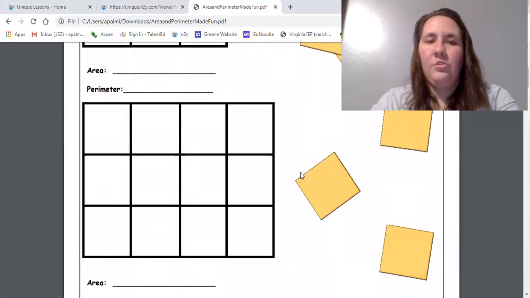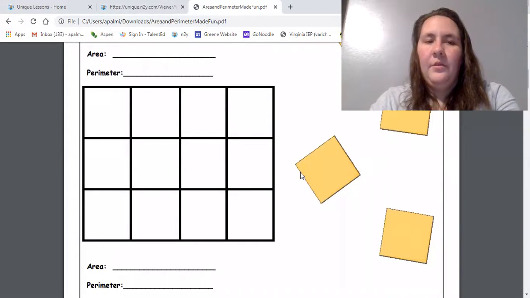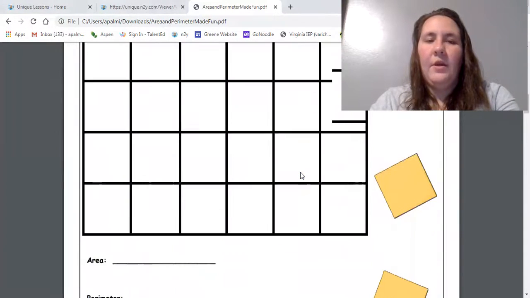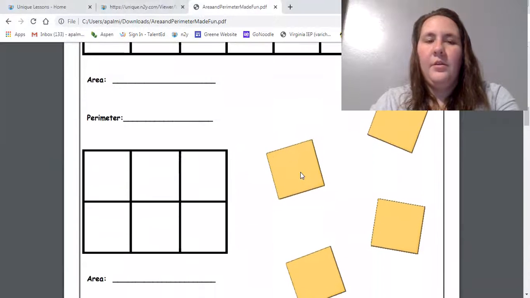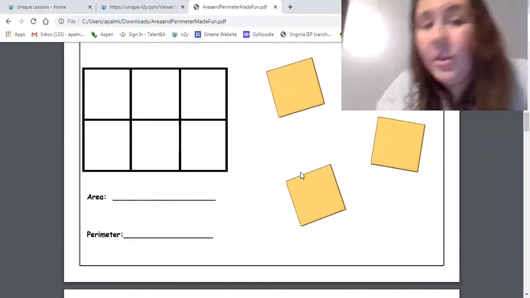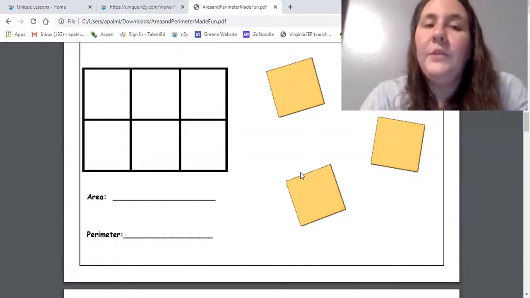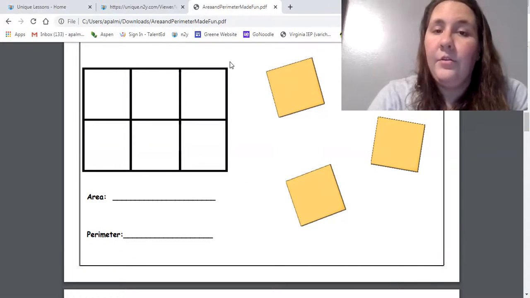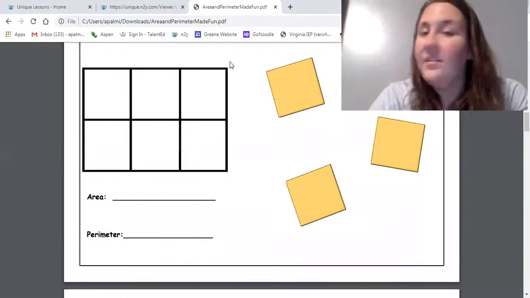Let's try this shape together. Actually, I think I'm going to go on to the next one. Do this one together, okay? So I am going to do my area first. So remember, is area at the inside or the outside?